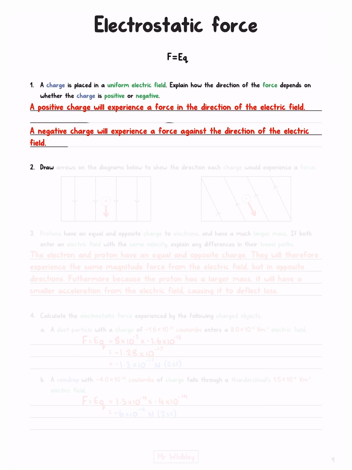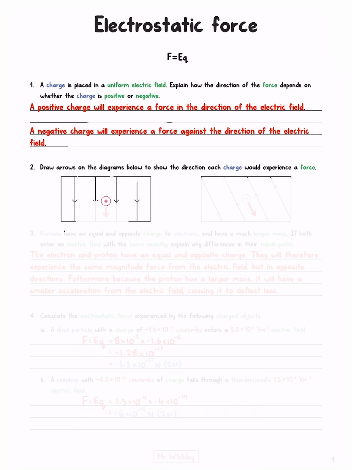Question 2. Draw arrows on the diagrams below to show the direction each charge would experience a force. We have a positive charge in our first diagram, and as we know, positive charges will experience a force in the direction of the electric field. So we draw our arrow in the direction of the field.